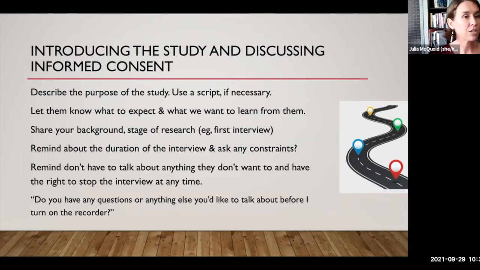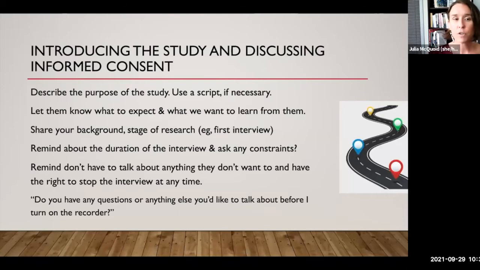Share your background information: who you are, what your role on the study is, and the stage of research. For example, if you're just starting out with your first interview, you can let them know, hey, we are just getting started, and you're the first interview. Remind them how long the interview is, the time that you've set aside together, and any constraints that the person has that you need to be aware of.